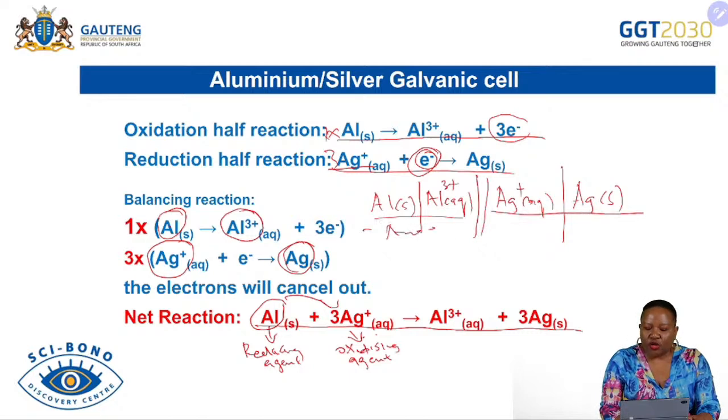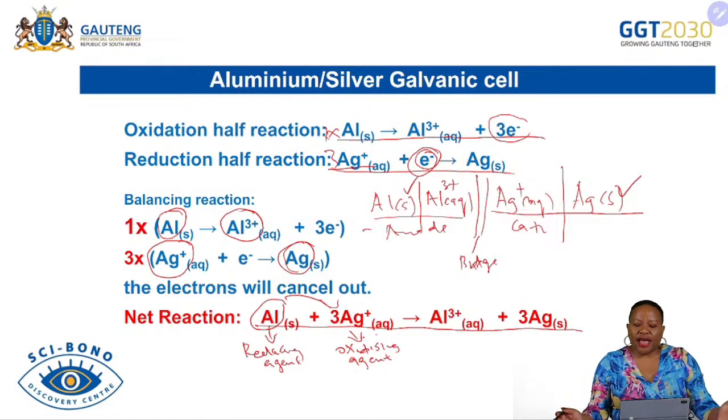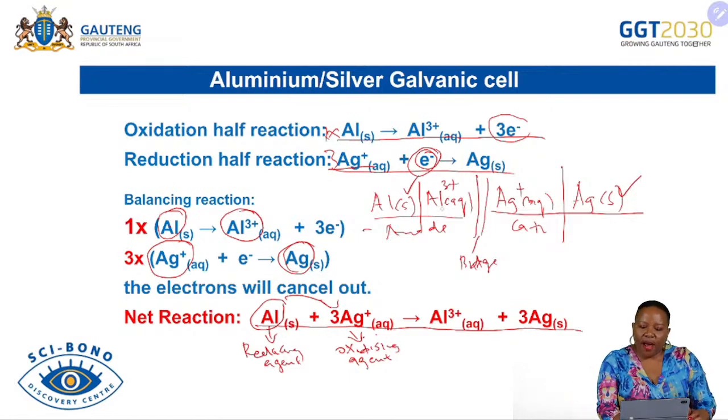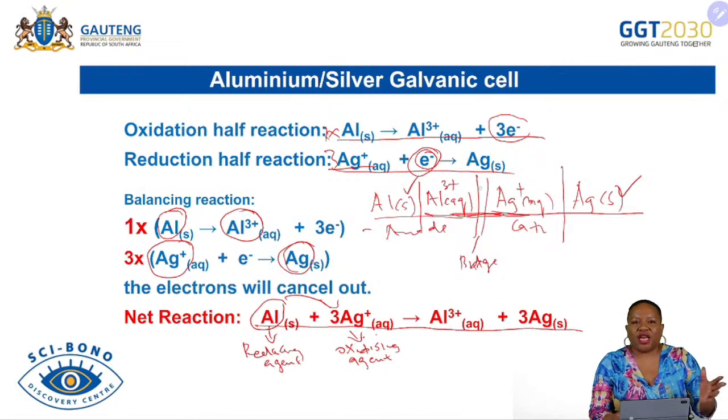This side is the side of the anode, this is our salt bridge, and this is the side of the cathode. And you can see that all my solids are at the end, and all my aqueous are in the middle, just next to the bridge, just next to the river, because they are the solution, and the solutions are next to the bridge.